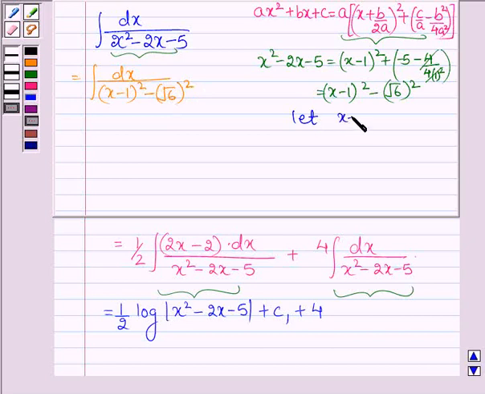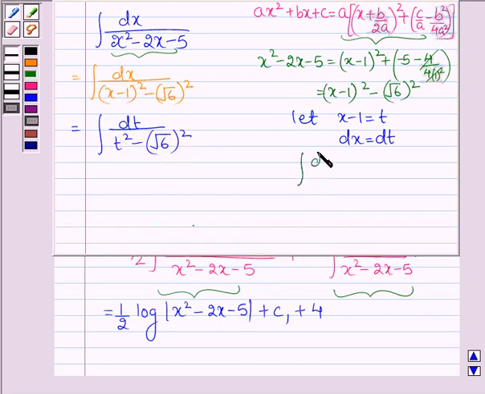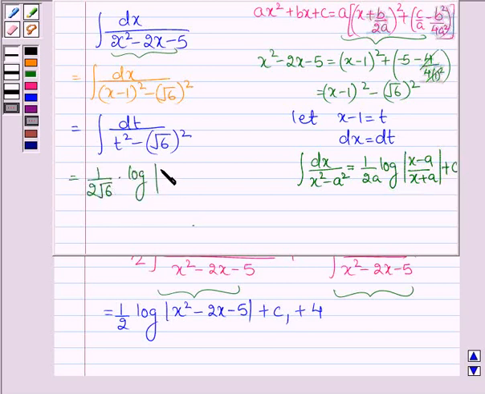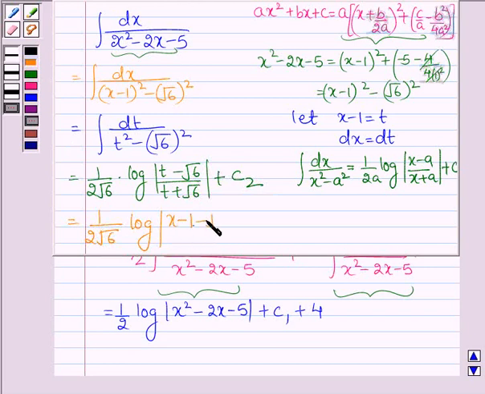Now let us take x minus 1 is equal to t. So this implies dx is equal to dt. So this integral can further be written as dt upon t square minus root 6 whole square. And the formula to integrate the function of the type dx upon x square minus a square is equal to 1 upon 2a log mod x minus a upon x plus a plus a constant. So this can be written as 1 upon 2 root 6 log mod t minus root 6 upon t plus root 6 plus a constant c2. So this is further equal to 1 upon 2 root 6 log, value of t is x minus 1, minus root 6 upon x minus 1 plus root 6 plus c2.